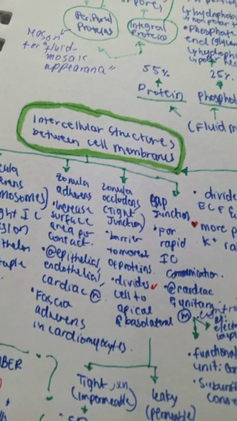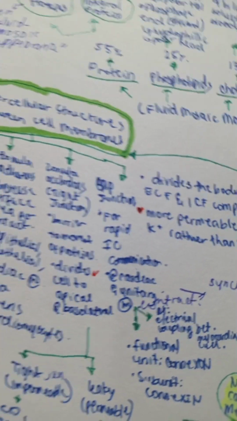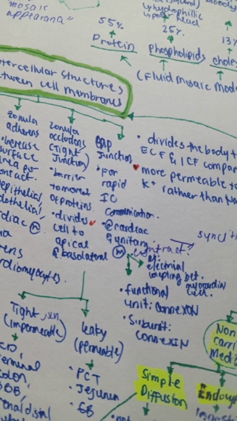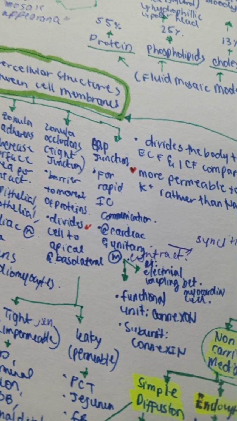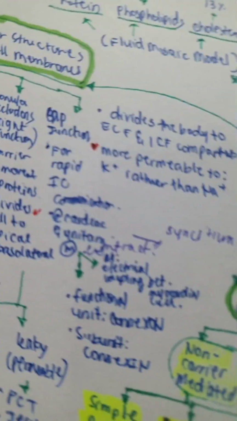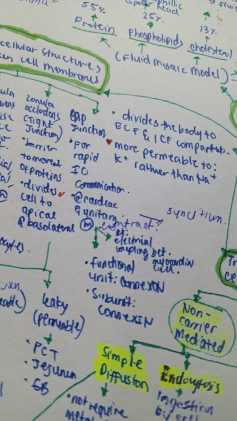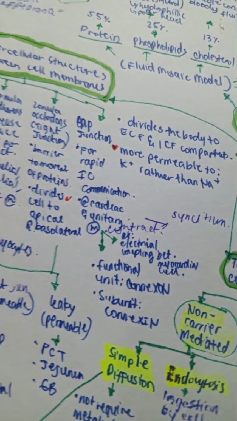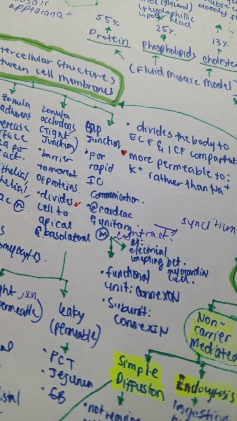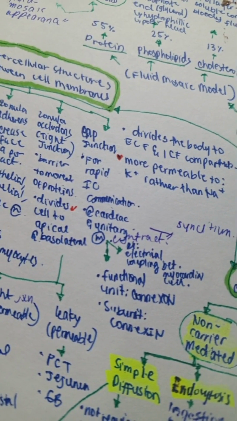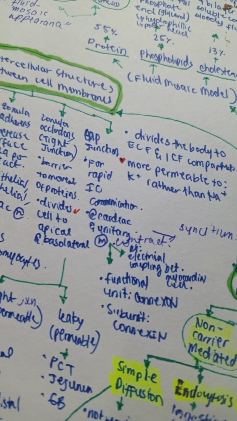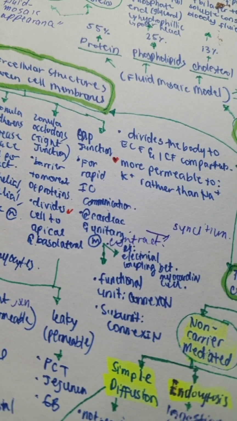Another intercellular structure between the cell membranes is the gap junction, and this junction is for rapid intercellular communication. It is found in cardiac and unitary smooth muscle. The functional unit is the connexon, and the subunit is what we call connexin. An example of this is electrical coupling between the myocardial cells. So that's the gap junction. It is used for rapid intercellular communication, and its functional unit is known as the connexon, and the subunit is connexin.